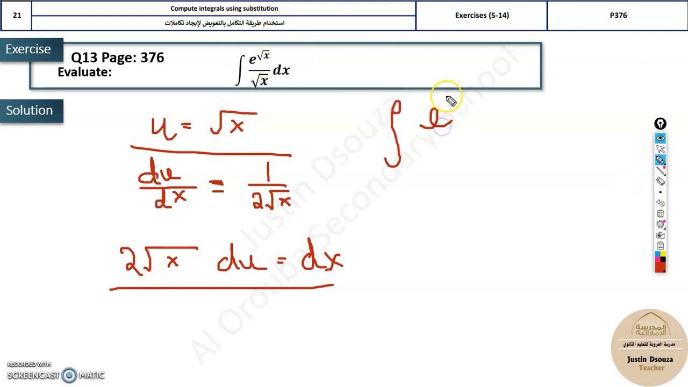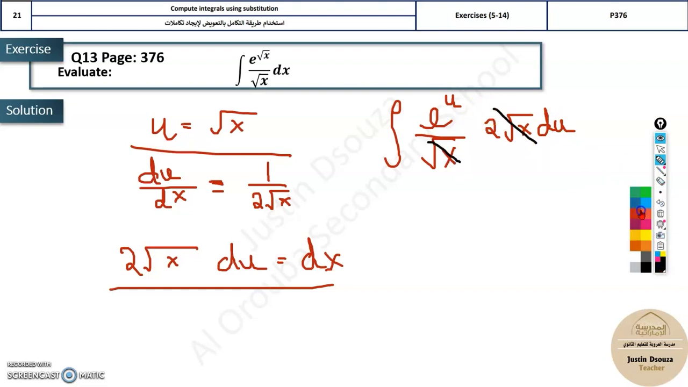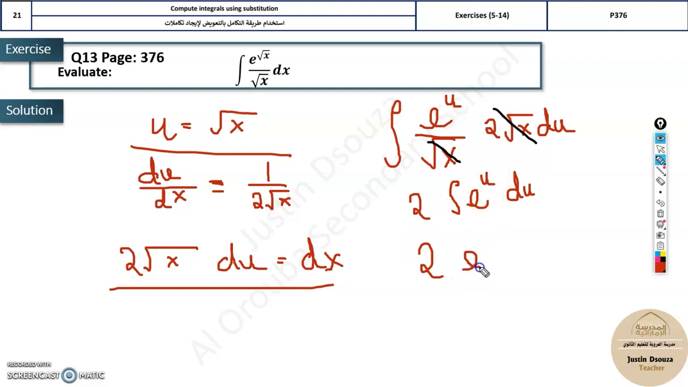Integral of e to the root x, u divided by root x dx is basically, sorry, instead of dx we write 2 root x du. Now you can see there are terms that cancel, this cancels with this, and now 2 is a constant, take it out, integral of e^u du. Isn't it so simple to solve the integral of e^u? The integration of exponential anything will be the same thing. It is e^u itself, but plus c.